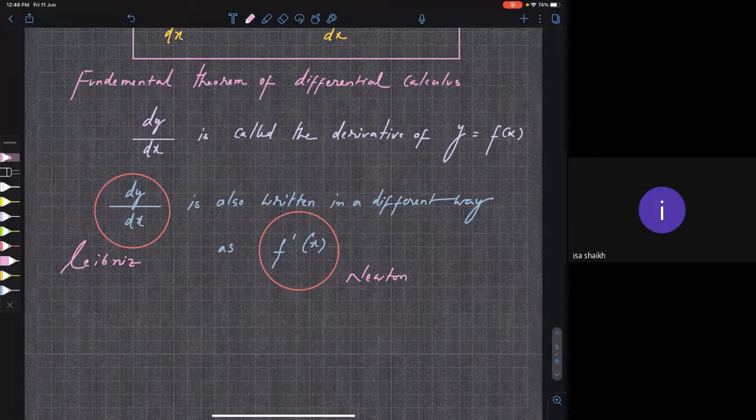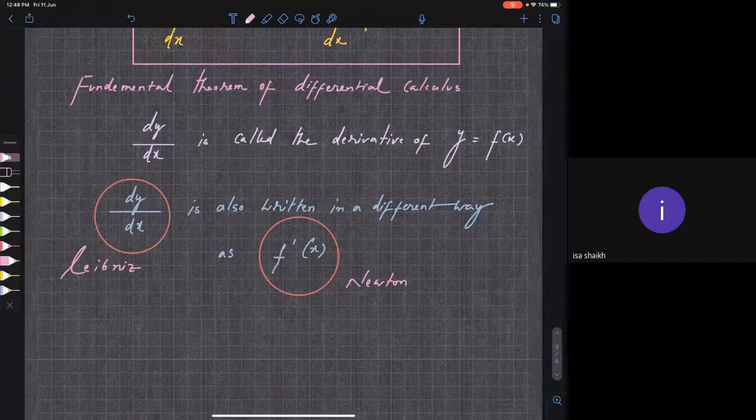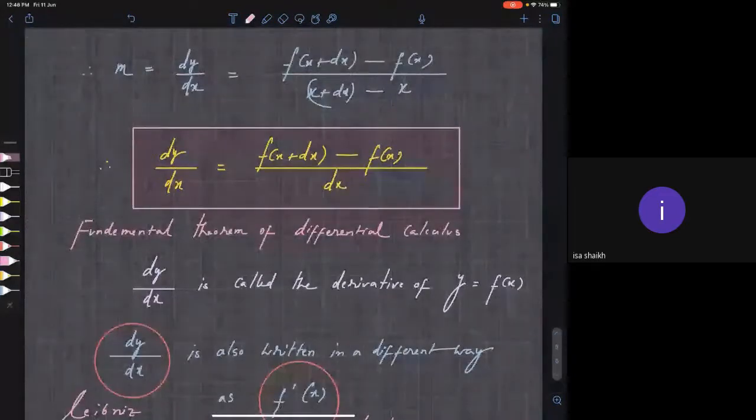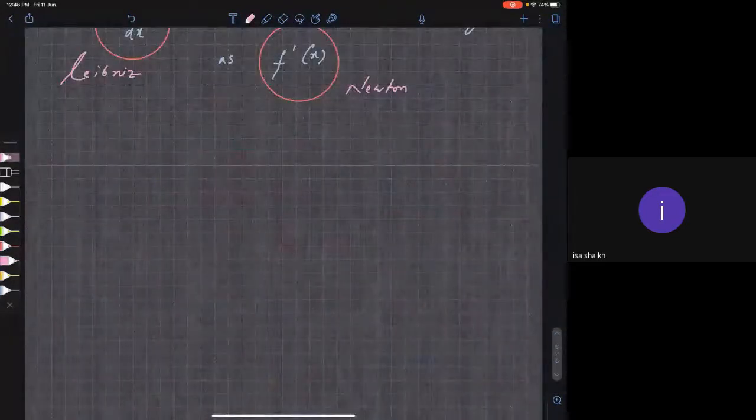So basically, there was some rivalry between these two scientists at that time about who invented calculus. But obviously, later it was found out, after the death of Newton, that both of them together proposed this. Okay. Now let me write down this. What is f dash of x according to Leibniz?